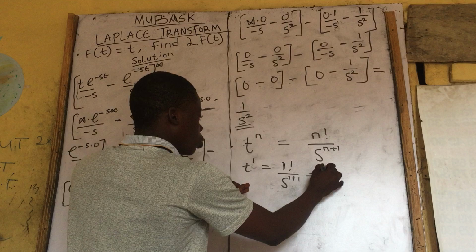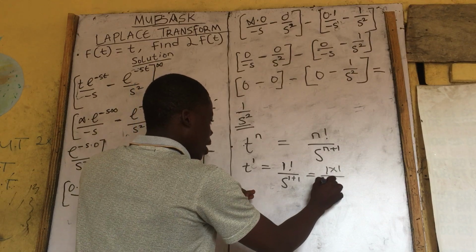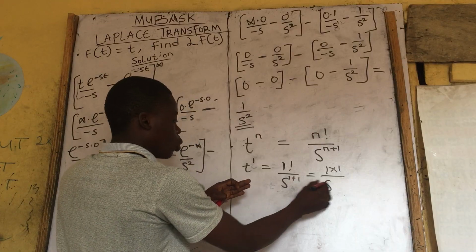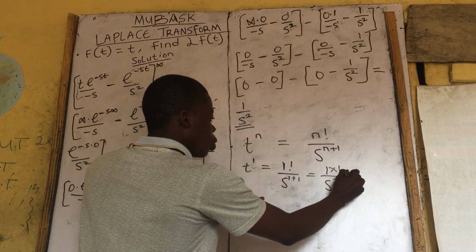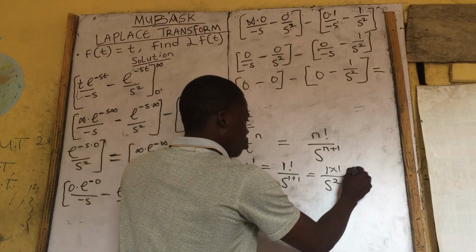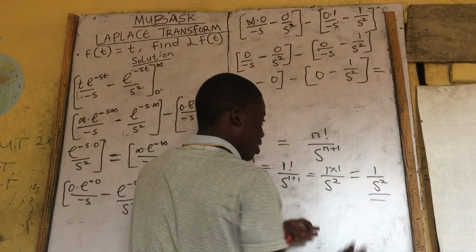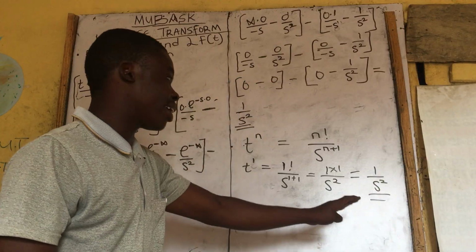1 factorial giving us 1, so 1 times 1 divided by s raised to power 1 plus 1. 1 plus 1 giving us 2. So 1 times 1 giving us 1 divided by s squared. So that means our answer is very, very correct.